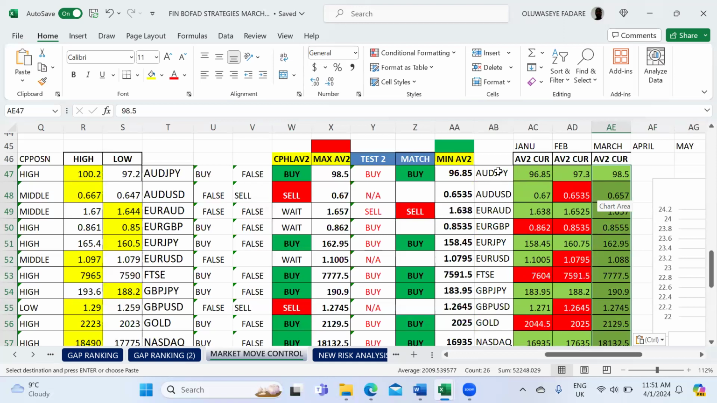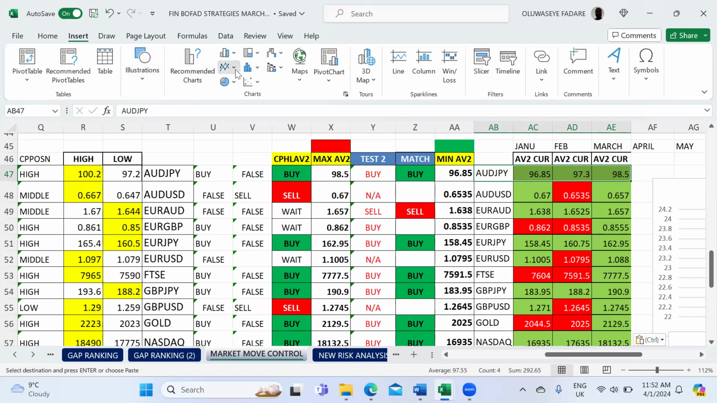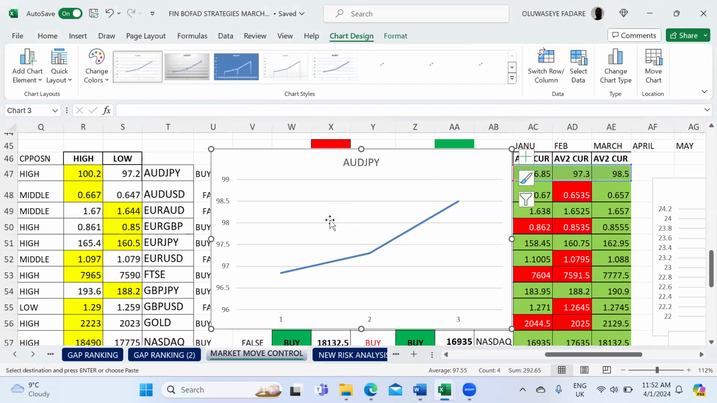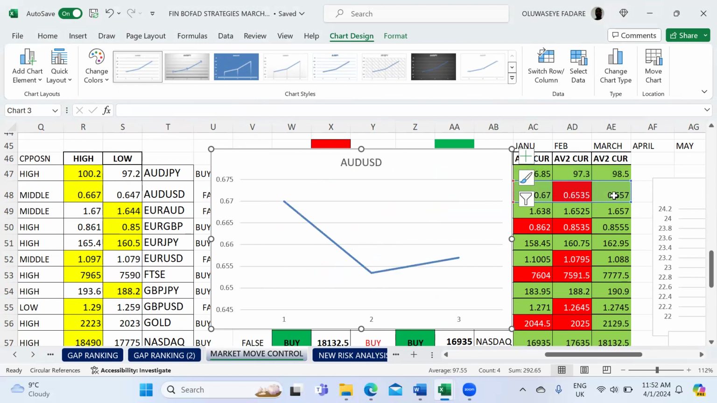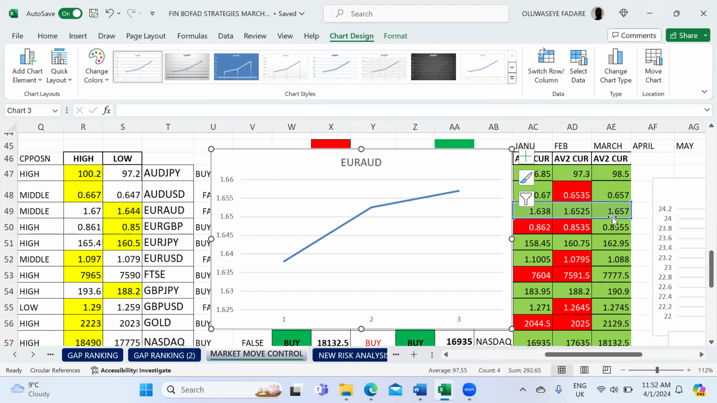So if you look at this, for example, let me show you the graph to see how important this is. If you look inside the graph here, you'll be able to see our AUDJPY growing up, which means the market is buying. Look at this for AUDUSD, the market came down and then it's trying to go up again. So it's either the market goes back upwards for the rest of the year or the market comes downwards below this. Euro AUD, the market is going up.